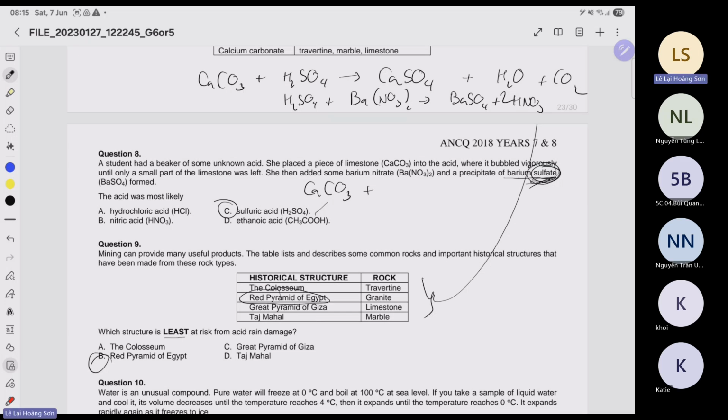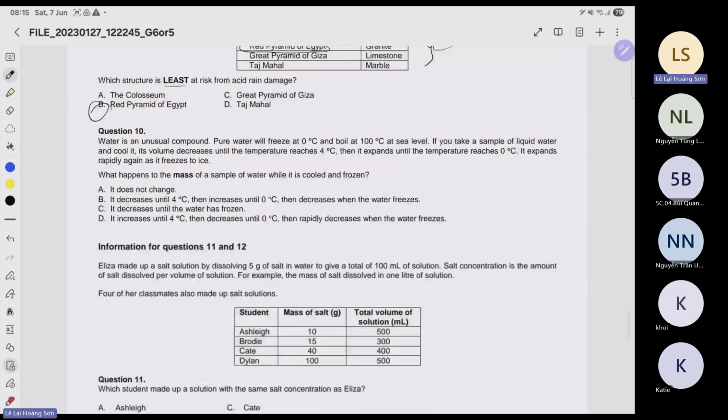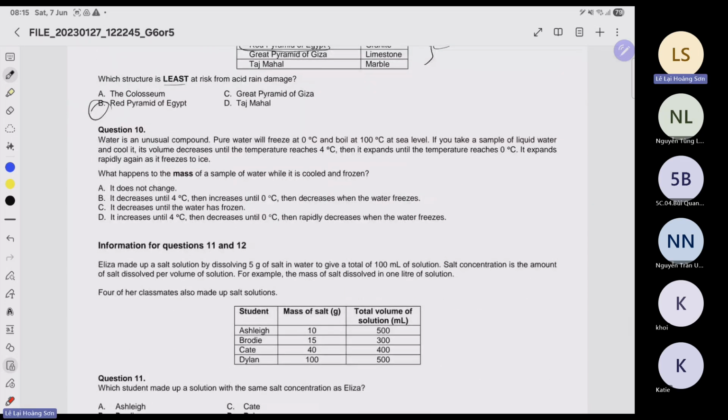Oh wait, we have 10. Question number 10. What is unusual compound? Freeze at 0, boil at 100. If you take a sample of liquid and cool it down, volume decreases until the temperature reaches 4 degrees, and it expands until the temperature reaches 0. It expands rapidly again at 0 when it freezes to ice. What happened to the mass of the sample when it cooled down and froze?